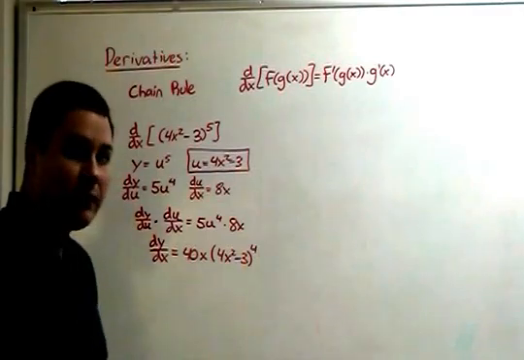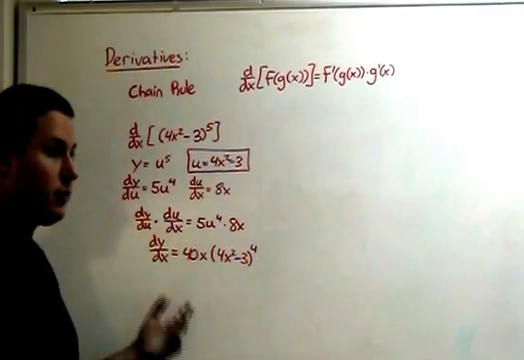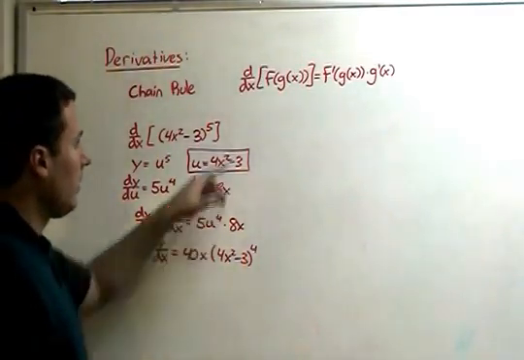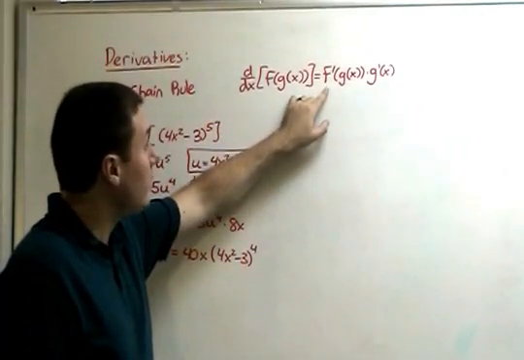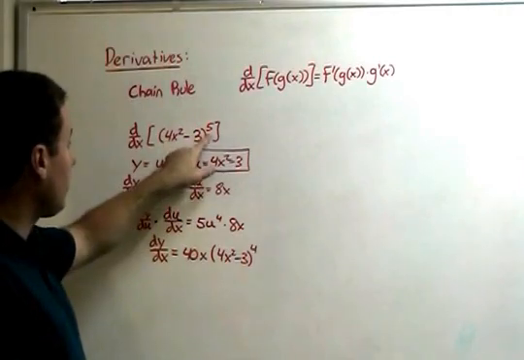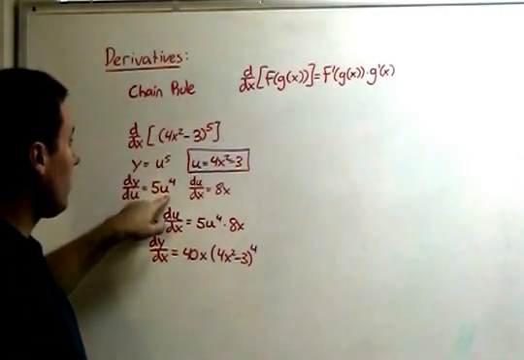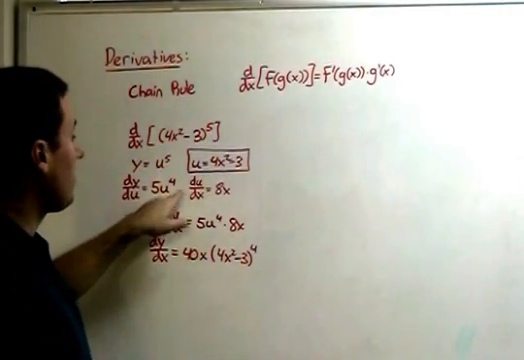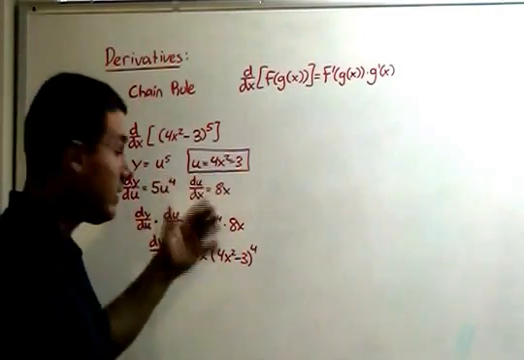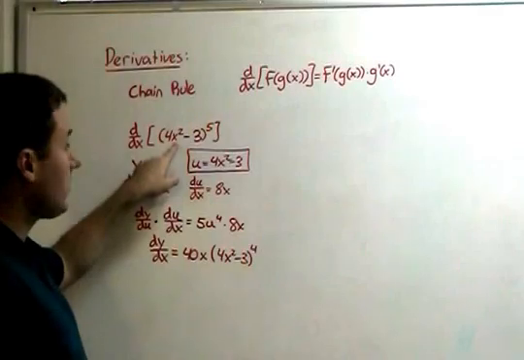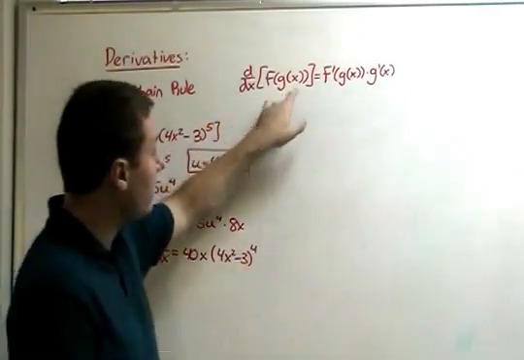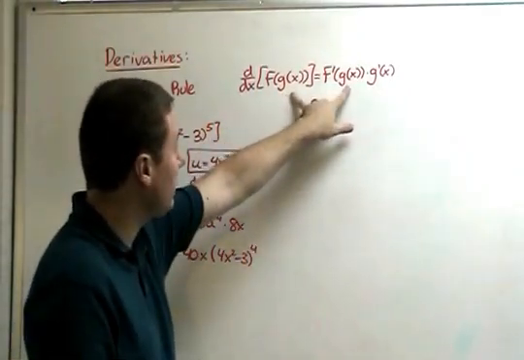Now let's look back at the formula and see whether or not this holds any water. F prime, well, that's the derivative of the outside. The derivative of the outside is 5u to the fourth, applied to the inside untouched. Well, notice that the inside, 4x squared minus 3, is the same as when we started. That's your g of x. Look at g of x here and g of x here.